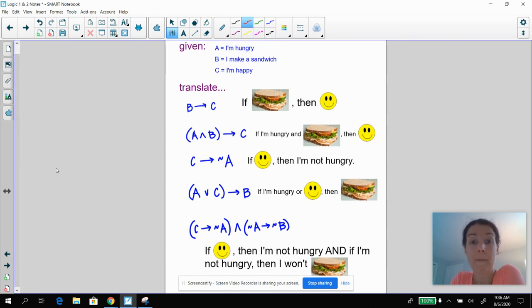So my first one is, if I make a sandwich, then I'm happy. So that's a pretty straightforward one. The next ones get a little bit more complicated. So if I'm hungry and I make a sandwich, then I'm happy. The third one is if I'm happy, then I'm not hungry. So remember that little squiggle means not. The next one is if I'm hungry, so that A, or if I'm happy, then I'm going to make a sandwich. So those are two ways I celebrate being hungry or happy. And the last one is if I'm happy, then I'm not hungry. And if I'm not hungry, then I won't make a sandwich.